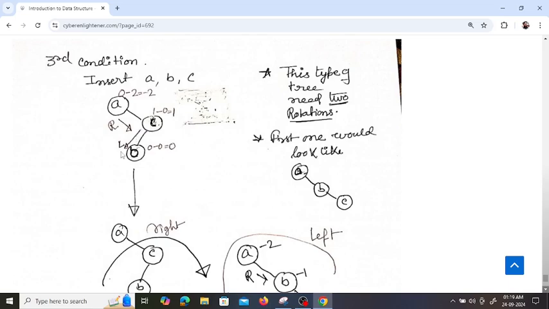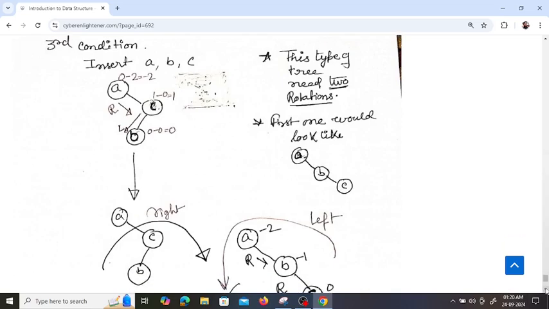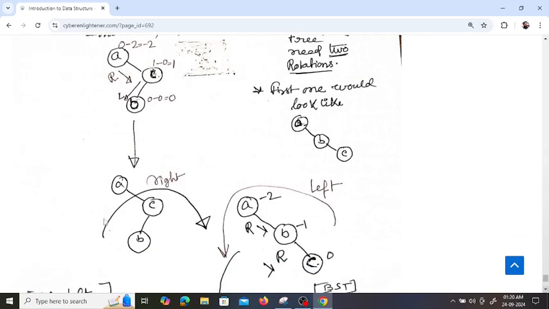So this is already the right-left rotation case. This type of tree needs two rotations. The first one would look like this: A, B, C. Once this A, B, C comes, then you have to do the left rotation, which you already saw in the first case. In this case, first you have to do a right rotation.